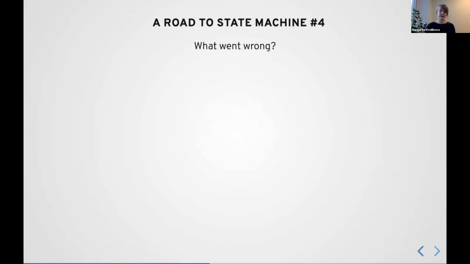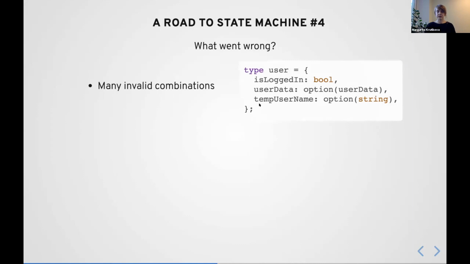But let's analyze it even deeper and see what actually happened and why we get so many bugs with our solution. First of all, we allowed many invalid combinations when we created our user type. So let's look at it again here. Here I have the user type. We could potentially have is logged in true, no user data, and temporary username. We could just mix them any way we want, and it's going to create a lot of invalid states, and we don't have any protection against it.